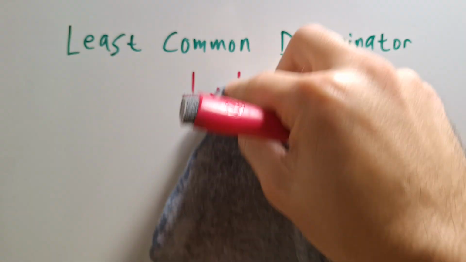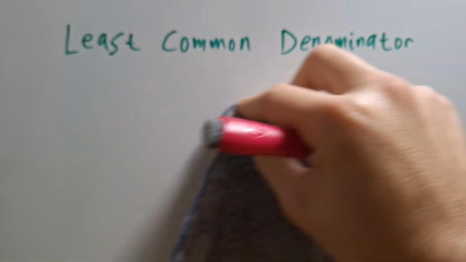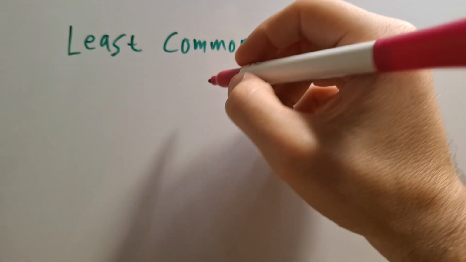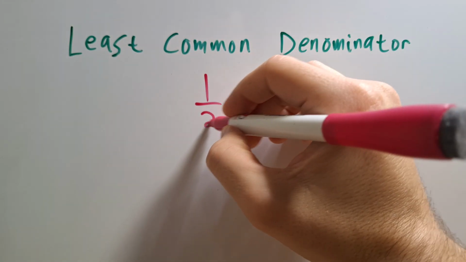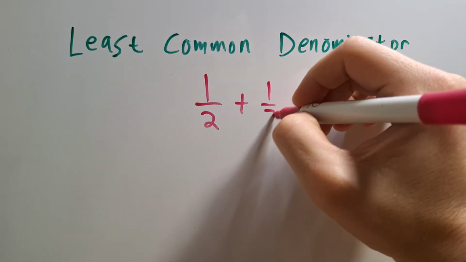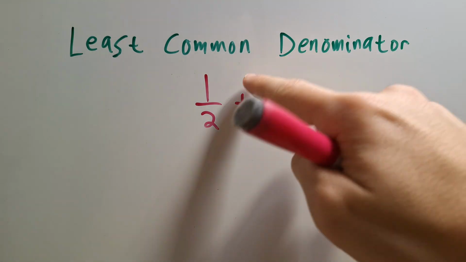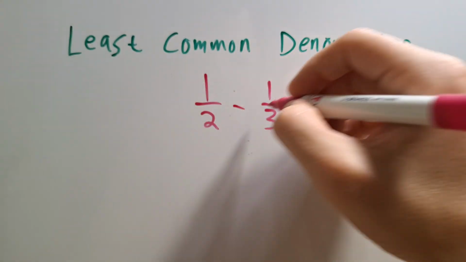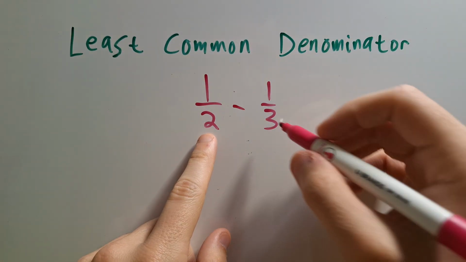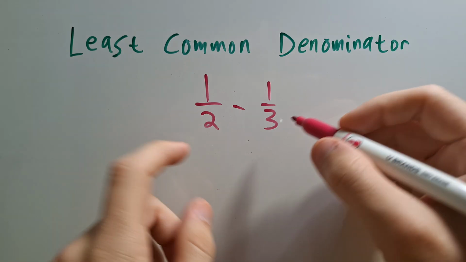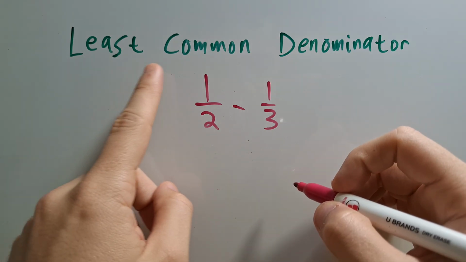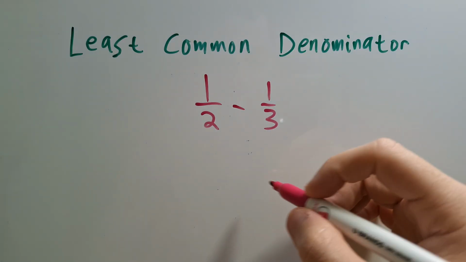So let's look at some examples. If I want to add 1/2 and 1/3, these denominators do not match. Actually, let's change it up. Let's subtract. If I want to subtract these two fractions, I notice their denominators are not the same, so I've got to find my least common denominator.